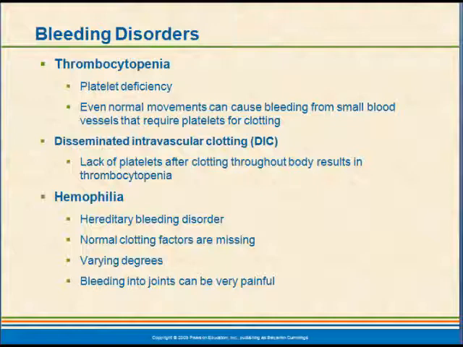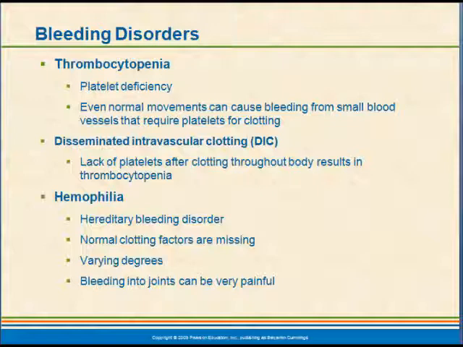And people will start bleeding out of their eyes and ears and nose because now they cannot form the clots that they need. So generally, someone who has developed disseminated intravascular clotting, the survivability is very, very low. Those folks are not very long for this world.